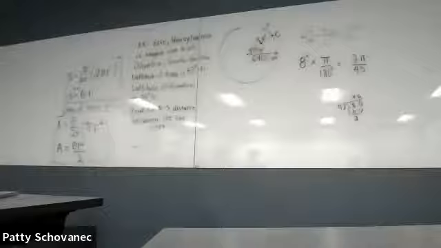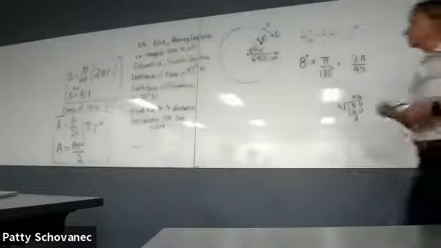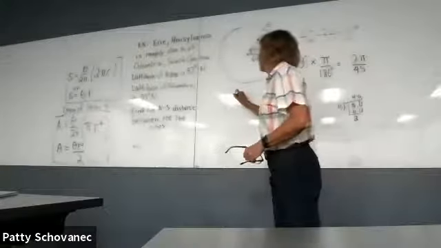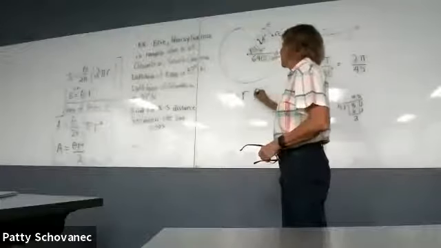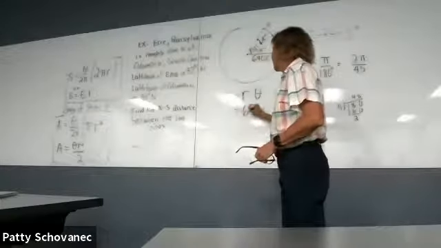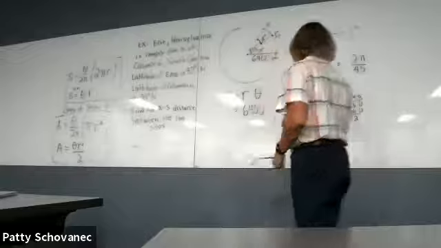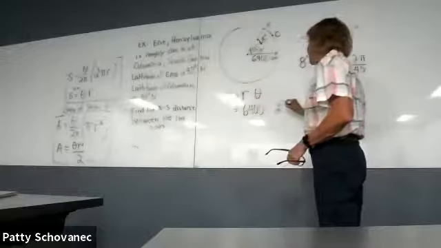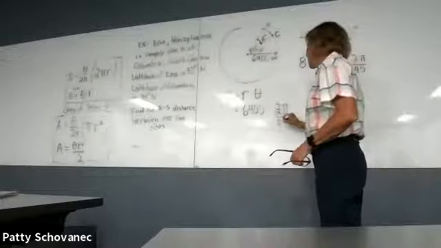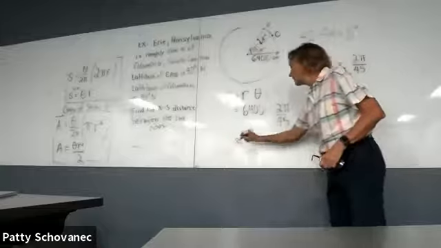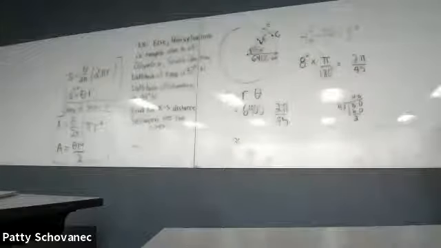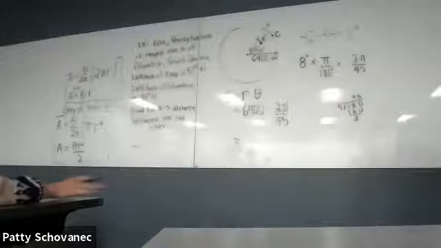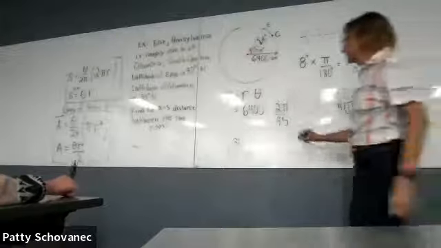And so arc length is r times theta. r was the 6,400, theta is 2 pi over 45. S is equal to r times theta, doesn't matter which way I say it. 6,400 times 2 pi over 45. I'm not going to reduce any more. I'm going to give this to you as a decimal because it's in my book. That's roughly 890 kilometers.